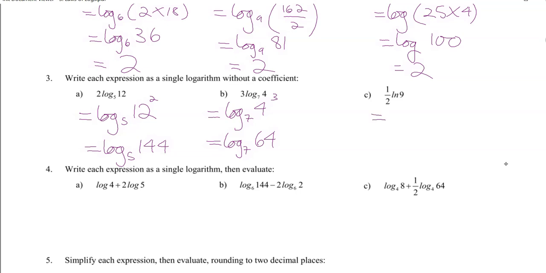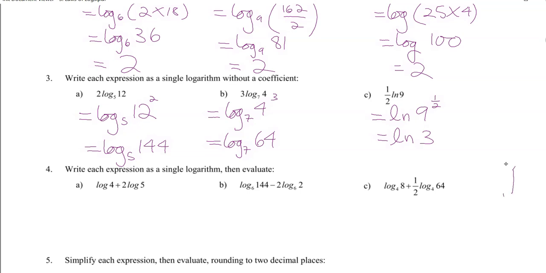Ln, well, ln and log, right? The laws apply. So what do we do with the 1/2? Okay, so we just write ln 9, move the half up as a power. What's 9 to the 1/2? Okay, so an exponent of 1/2 means do what? Square root. Okay. And the square root of 9 is 3.